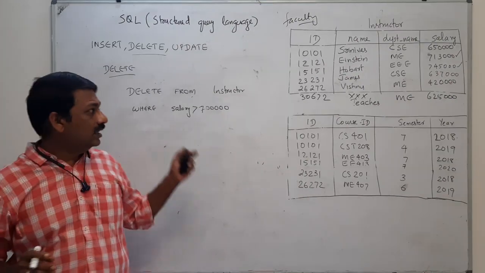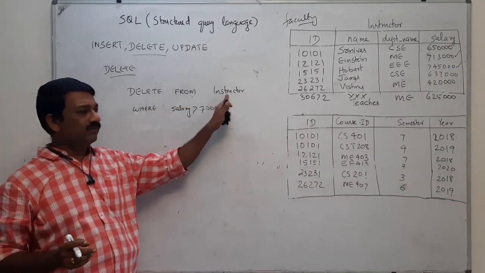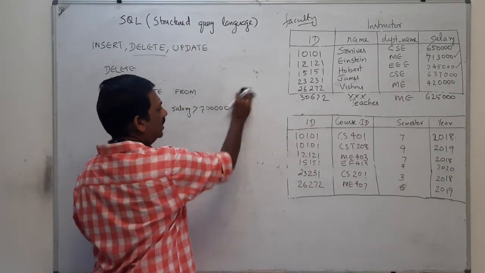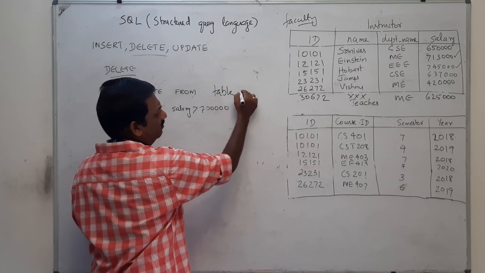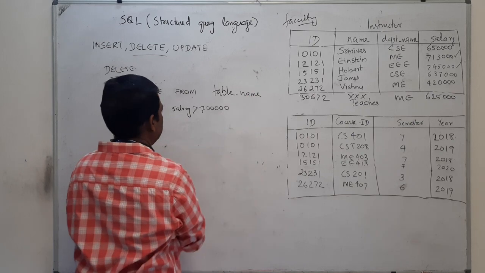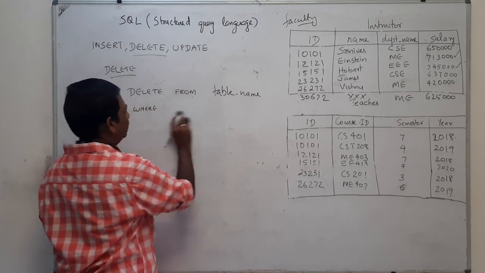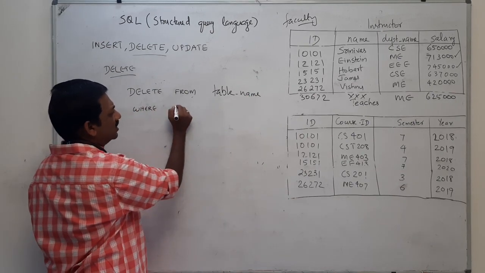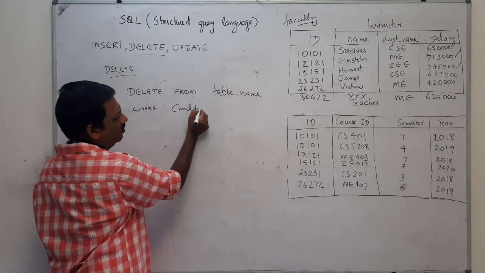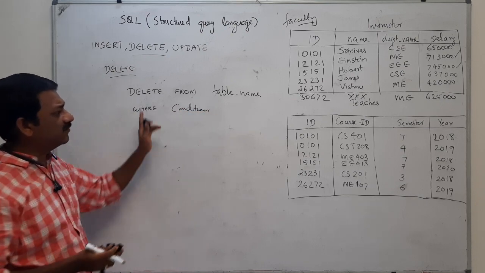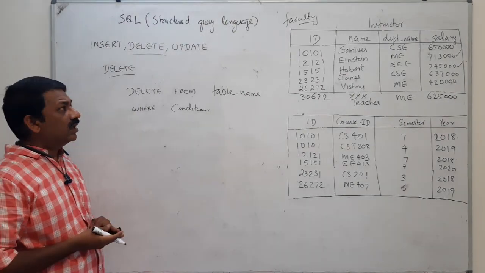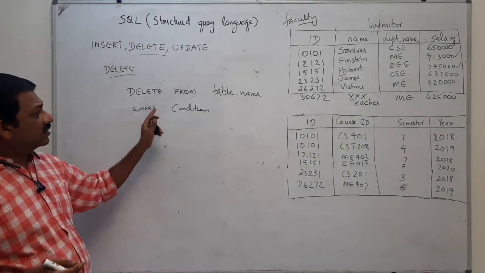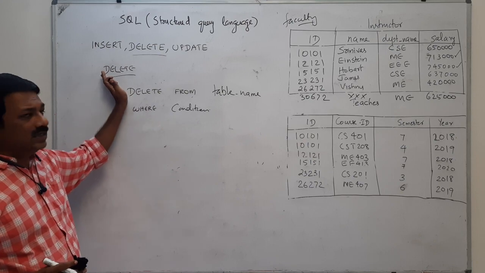That means delete from table name. So this is the general form. Delete from table name, where, this is the condition. Here you are going to apply the condition. That means delete from table name where condition. Okay. Now delete from instructor. So that's all about delete.